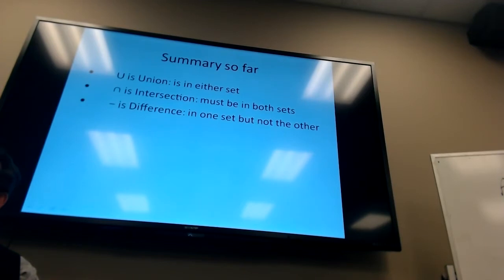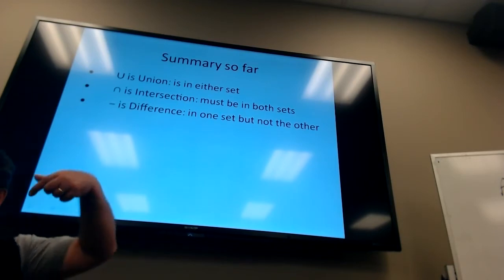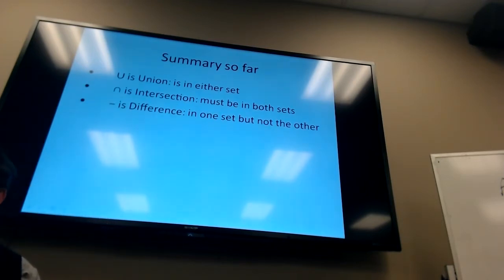So far, U is union. It means it's in either set. The upside down U, which looks like an N, is intersection; it must be in both sets. And then the minus is a difference: in one set, but not in the other.